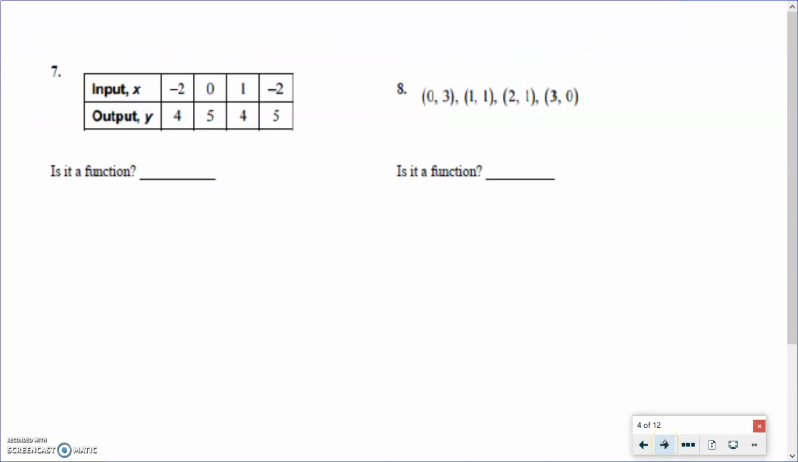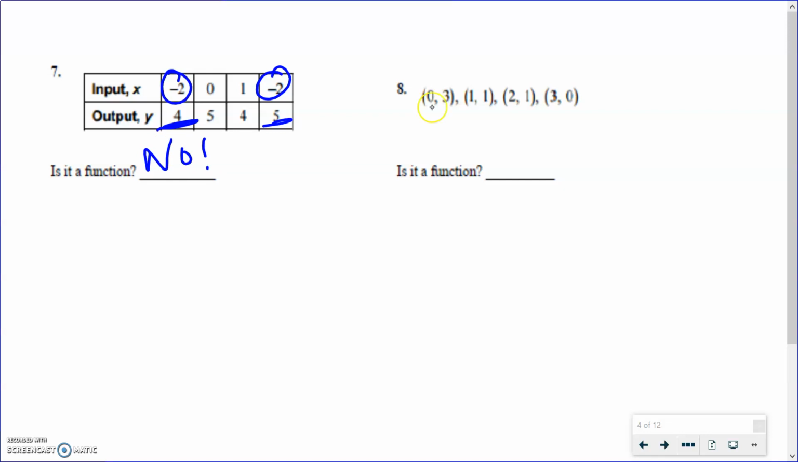Okay, so again, let's look here. We have -2, 0, 1, -2 as our inputs. Oh, look, there's a repeating input right here. And this input has different outputs right here. And so this is not a function because it has two repeating inputs with different outputs.